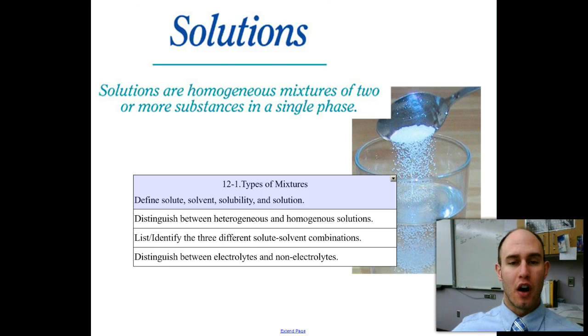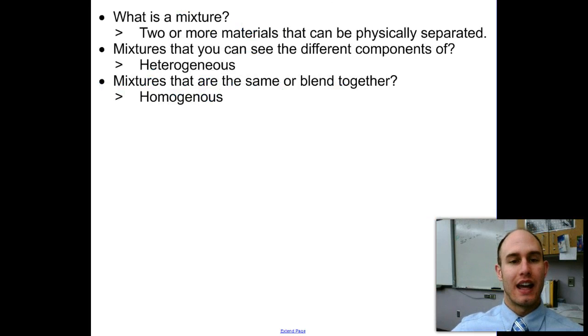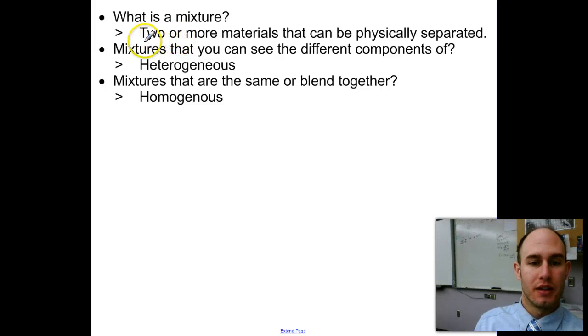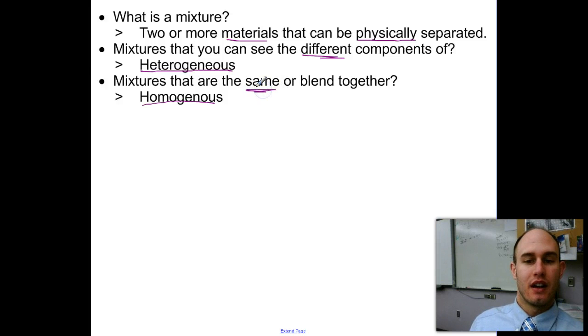So let's go ahead and move on and talk about what is a mixture. You can remember here that a mixture is two or more materials that can be physically separated. The mixtures that we can see the different components of are heterogeneous, and different is the key word there. And mixtures that are the same are homogeneous, and same is the key word there for homogeneous.